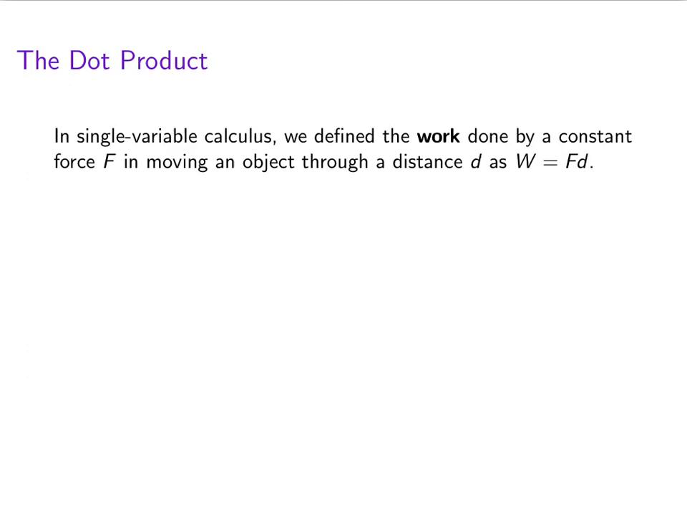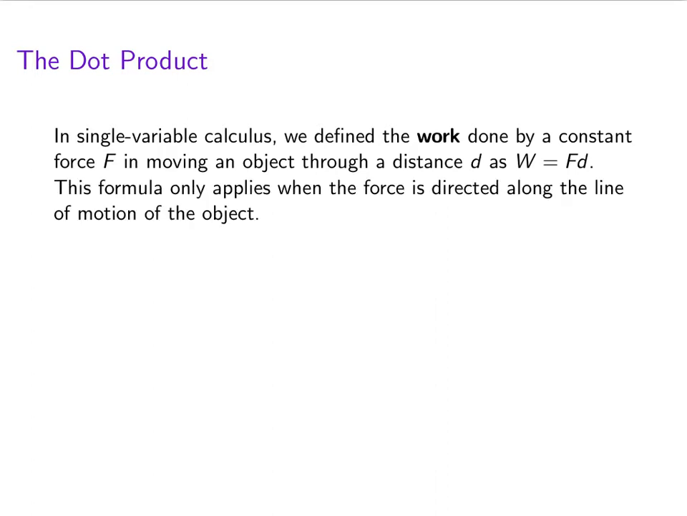Hello, calculus fans! In one variable calculus, we define something known as work. This is a physics concept. The work done by a force in moving an object through a distance d is defined to be force times distance. Force is measured in newtons, distance is measured in meters, work is measured in joules. Those are the metric units.